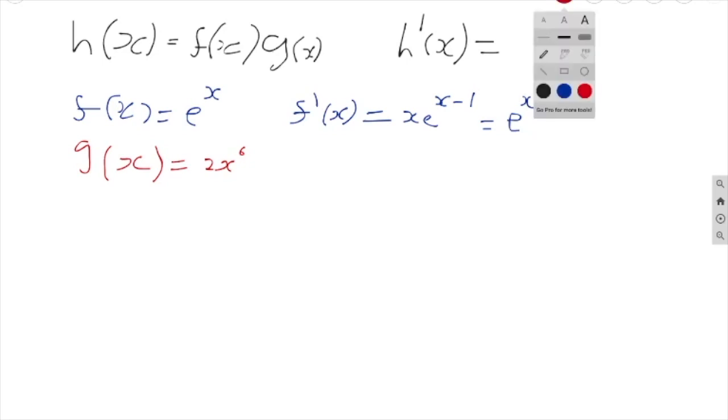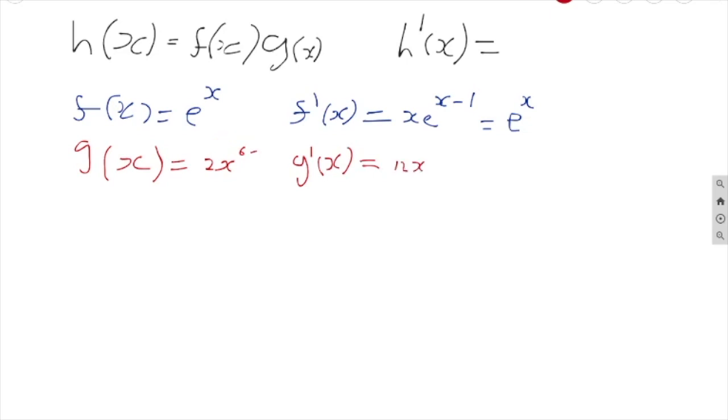We then do the same for g of x, where we find g prime of x, which equals, if we take the power from 6 down to 2, we have 12x, and we have 6 minus 1, it's 5. And that's all we need to do. And then again, we apply the rule that h prime of x is f of x multiplied by g prime of x plus f prime of x multiplied by g of x. A little dash there.